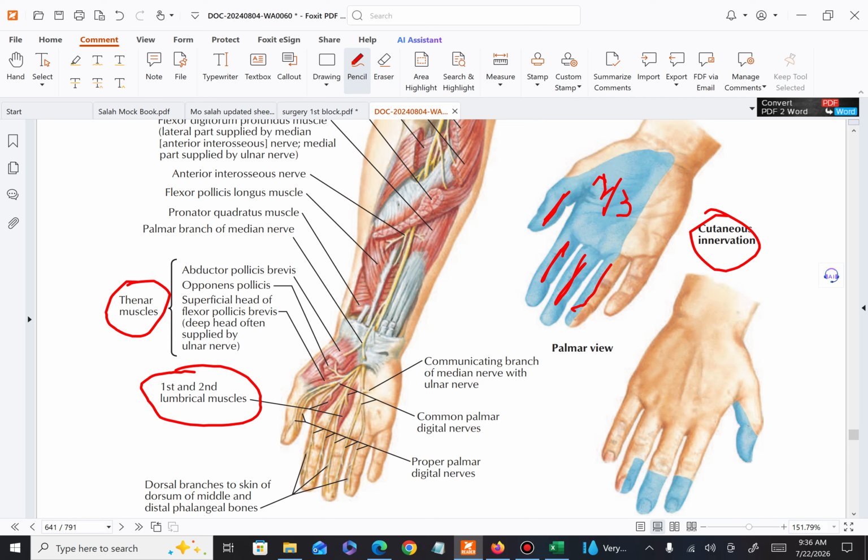while on the dorsal side it only supplies the lateral 3.5 fingers, only the distal phalanges. So the distal phalanges of the lateral 3.5 fingers on the dorsal surface are supplied by the median nerve. This is the dorsal surface, and these are the distal phalanges. These are the cutaneous supply. So this is all about the median nerve.